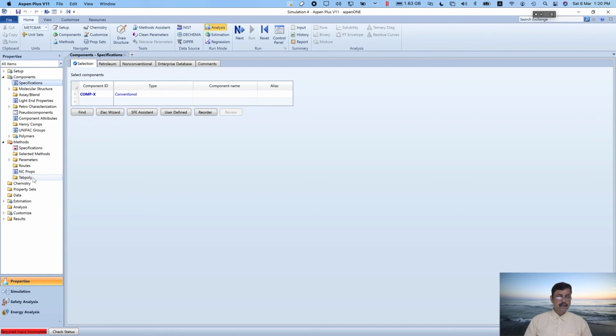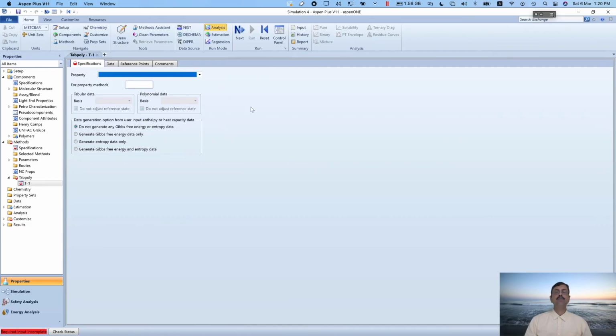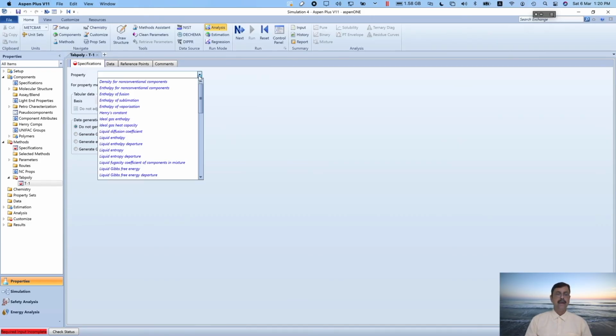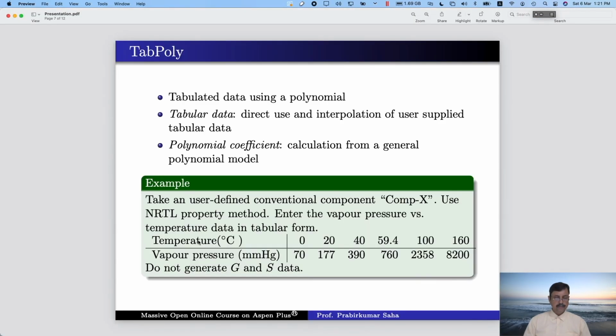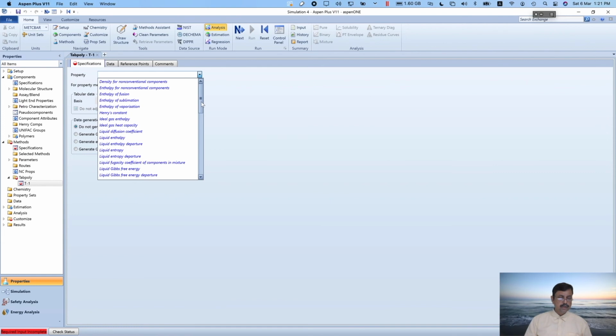And here, create a new ID for tab poly. And the property you can choose over here, what kind of property that you want to feed in to this compx. For instance, we have vapor pressure versus temperature data in tabular form. So we want to feed this data. So we have several options, but we will choose vapor pressure data because we do have this data to feed in.